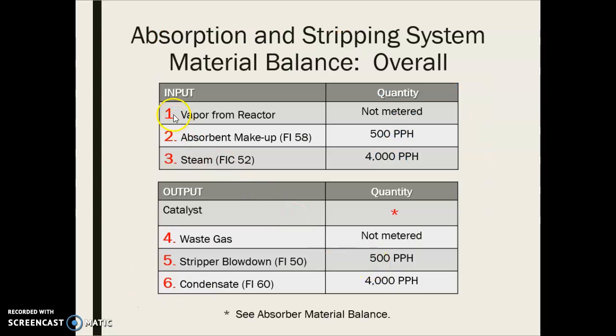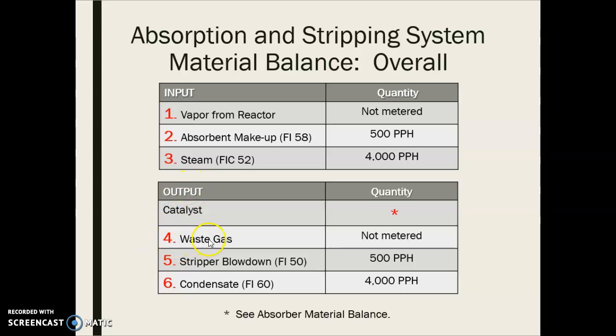Okay. Now, 1. Your vapor from the reactor is not metered. Your absorbent makeup, FI58, is at 500 pounds per hour. Your steam comes in at 4,000 pounds per hour. Now remember, this is the overall, not each individual column.